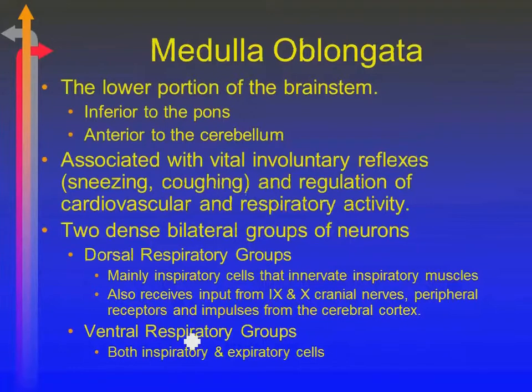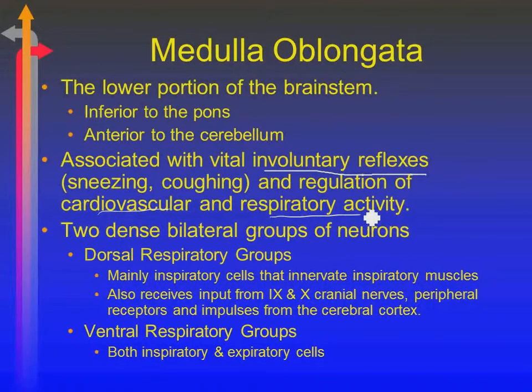Okay, let's talk about the medulla oblongata. We know that it's the lower portion of the brainstem. It's the last thing there prior to the spinal column, originating out down the foramen magnum. So it's inferior to the pons, just below the pons, and anterior to the cerebellum. And this is really involuntary reflexes, things you can't necessarily control, including blood pressure, heart rate, and respiratory activity.